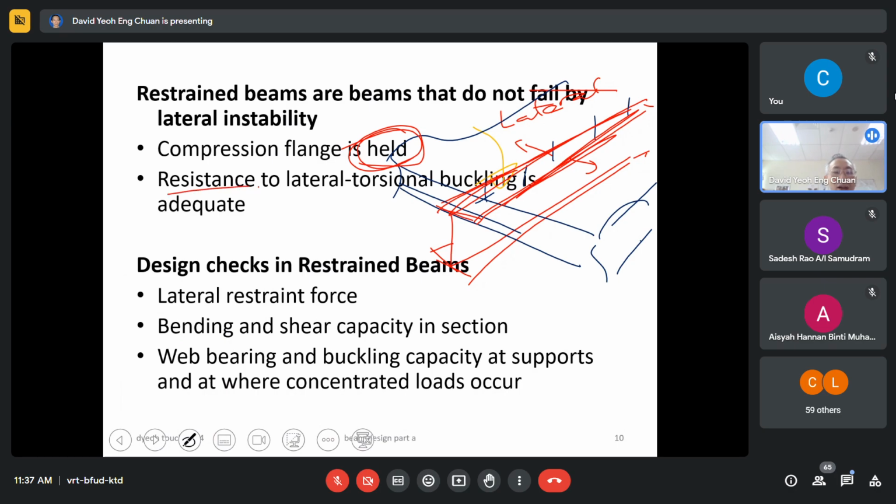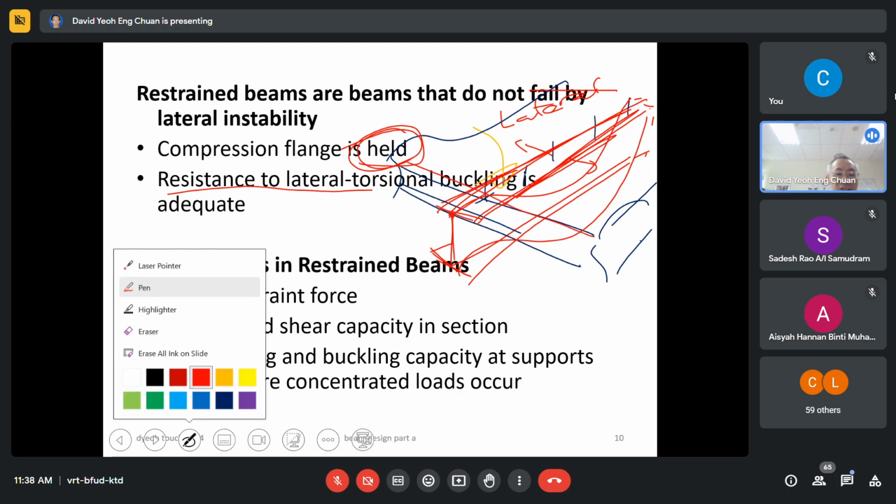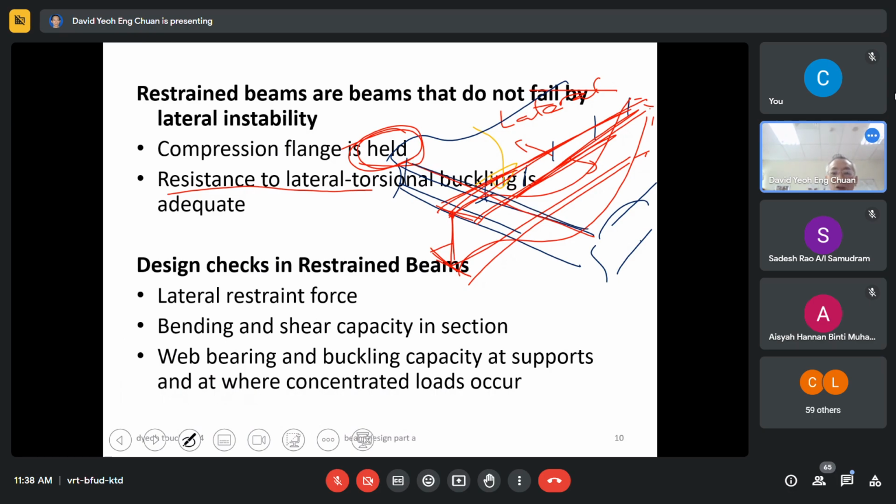And then you have resistance to lateral torsional buckling. So this whole thing does not go into an S formation. It does not twist and buckle because of the blue color slab that is holding it at the top. Okay. So in this case, we call it a restraint beam.